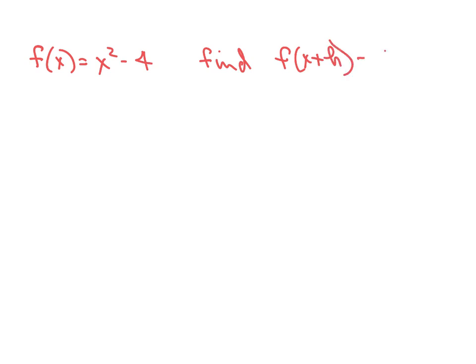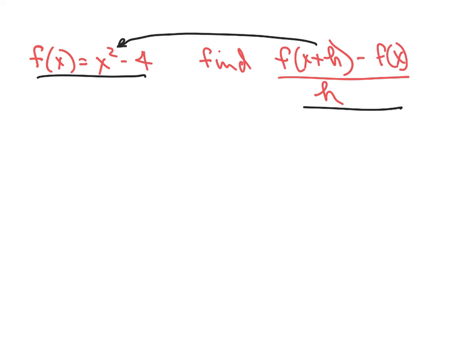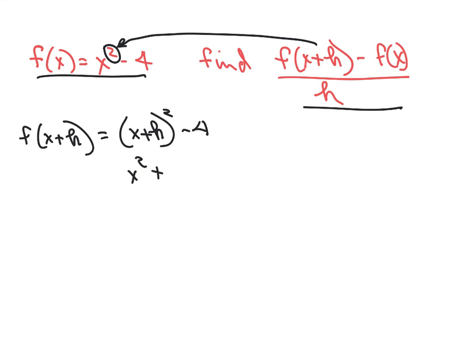Don't you just love math when it just makes so much sense? Okay. So there's our problem. So here is our function, and we're trying to put it in this format. So we're going to take our x plus h and put it in here for x squared. So my function of x plus h equals x plus h, and we're going to square it because of this 2, minus 4. And that'll end up being x squared plus 2xh plus h squared minus 4.